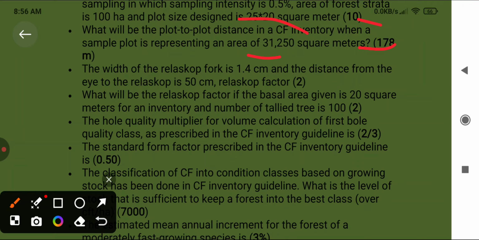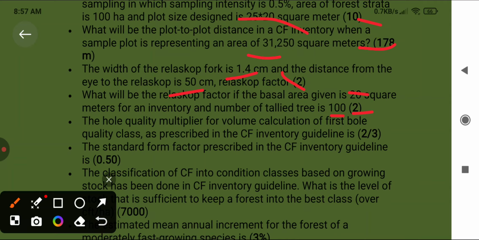The width of the relascope's fork is 1.4 centimeter, and the distance from the eye to the relascope is 50 centimeter. Relascope factor is 2. And what will be the relascope factor if the basal area is given as 20 square meter for an individual, and number of tallied tree is 100? It is 2.